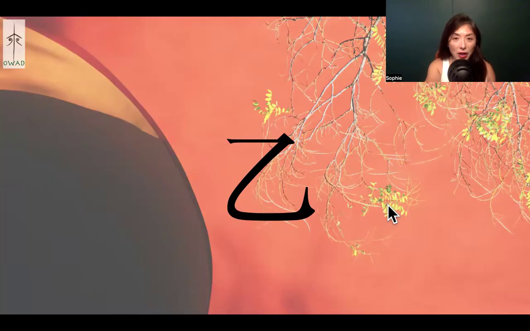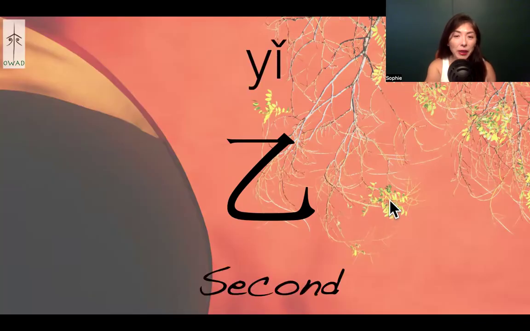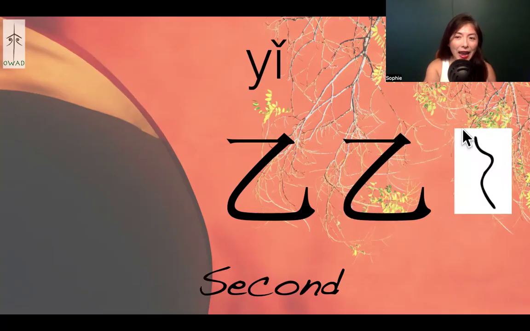This is pronounced as yi. It means second, roughly, in English, or English letter B, as a marker of sequence. This is not the first one. This is the second one in an order. So yi came from this almost wave-looking thing, from the top left to the bottom right.